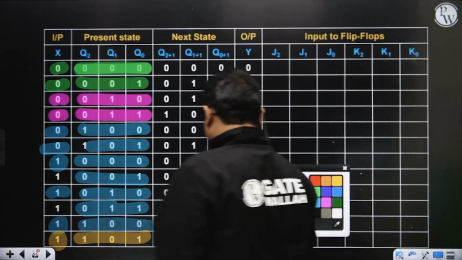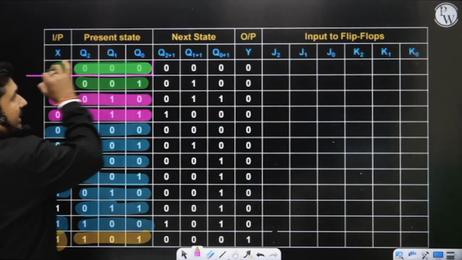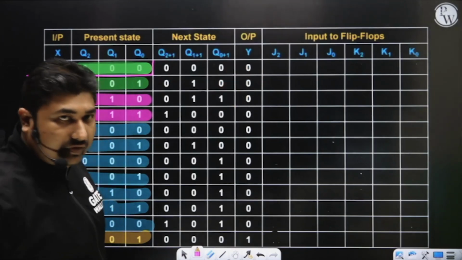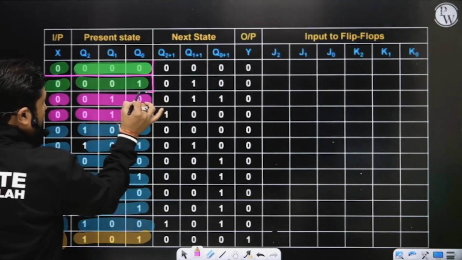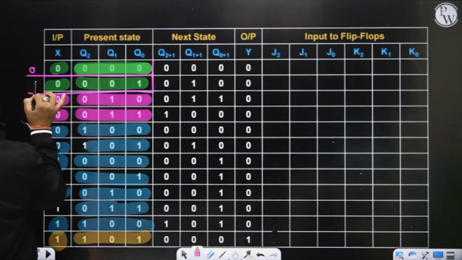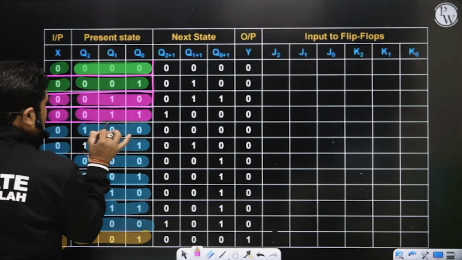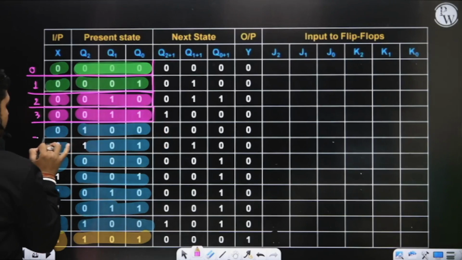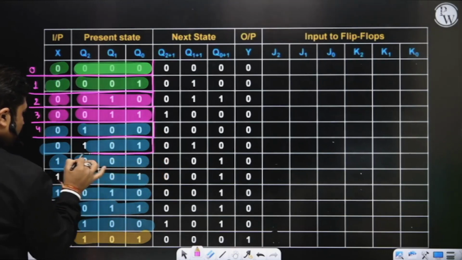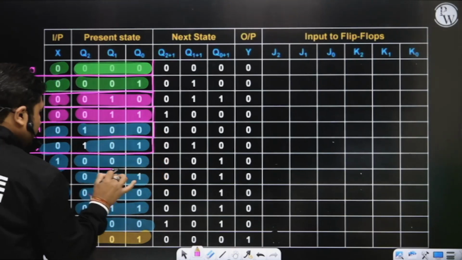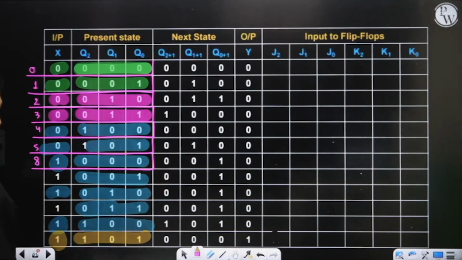Now, based on the present input and present state, we can write the excitation needed for the JK flip-flop. Yes, sir. So 0 0 0 is the binary of 0. Please observe, it may or may not be in sequence. 0 0 1 is the binary of 1, 0 1 0 is 2, 0 1 1 is 3, 1 0 0 is 4, 1 0 1 is 5. What about 6 and 7? 6 and 7 are don't care conditions.